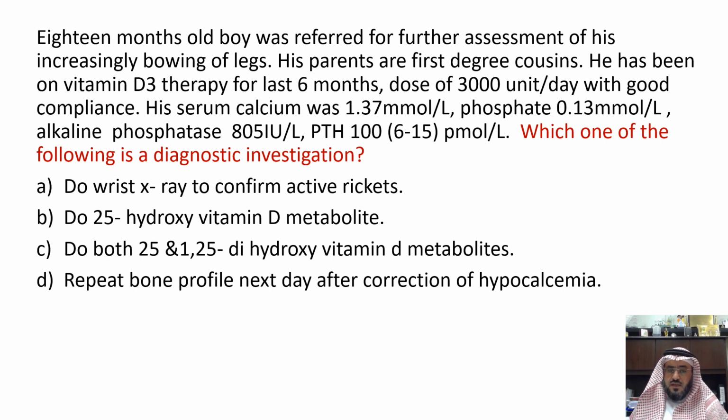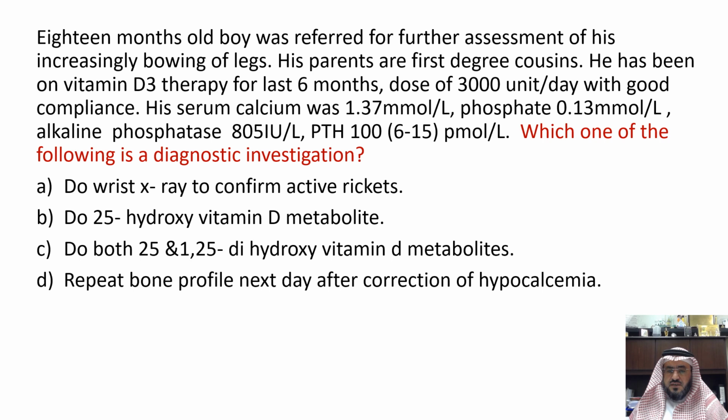Do both 25 and 1,25 dihydroxyvitamin D metabolites? Yes, this is the right answer. Why the right answer? Because here we are thinking of inherited rickets. But if the scenario, like the previous slide, is nutritional rickets, definitely this is wrong. We cannot do both metabolites. But in this scenario, this is the model answer. We have to do both metabolites of vitamin D in any child we are thinking is having an inherited form of rickets.